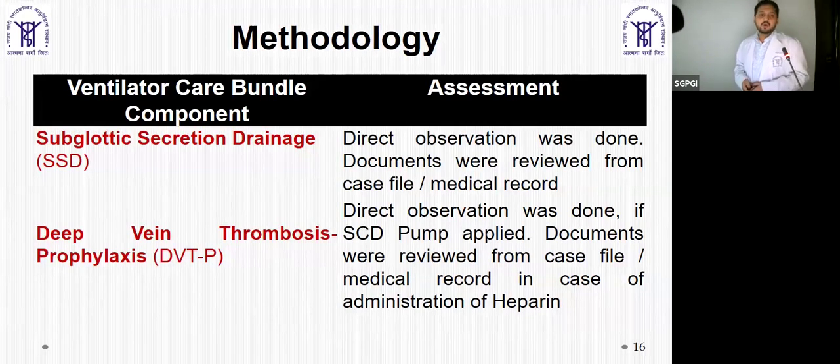The third component was subglottic secretion drainage. Direct observation was done. Documents were reviewed from the case file or the medical record. The fourth component, DVT prophylaxis, that is deep vein thrombosis prophylaxis. The direct observation was done if a sequential compression device pump was applied. Documents were reviewed from case file or the medical record in case of administration of heparin.